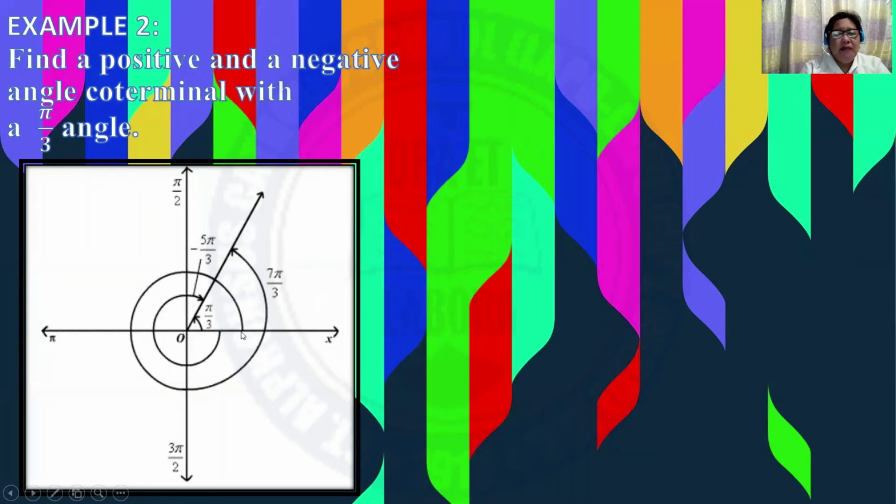And for a positive coterminal, it will give you 1 rotation plus pi over 3. So from here until here, that's 1 rotation, and 1 rotation is 2 pi plus pi over 3, it will give you 7 pi over 3.